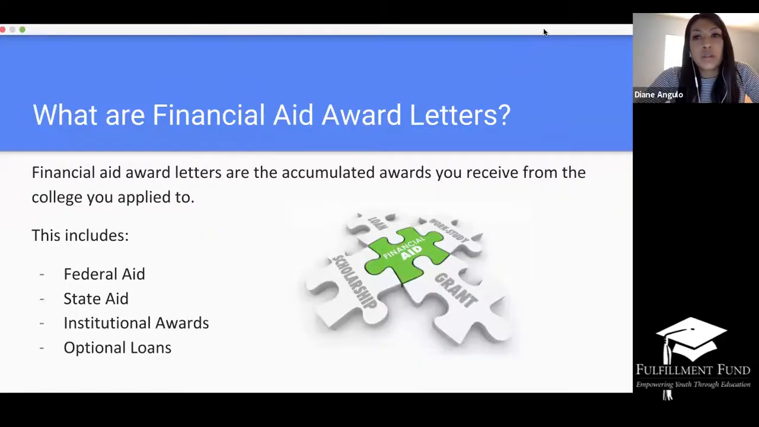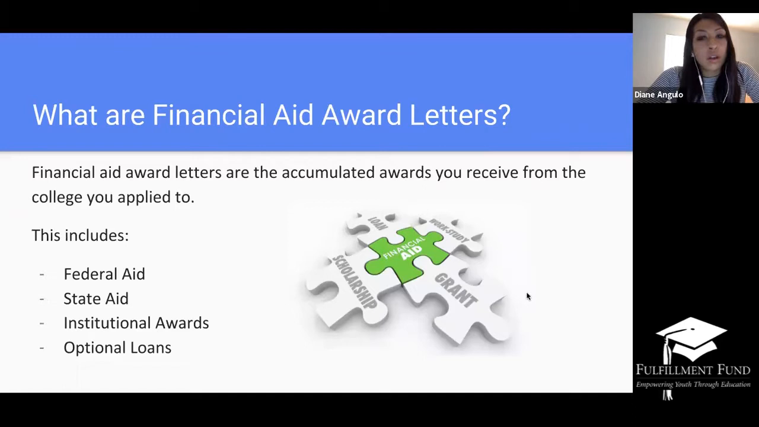So when it comes to financial aid award letters, a lot of students tend to get confused as to what these letters are. These letters are letters that you receive from each of the schools that you get admitted to. In each of the letters, you'll see an example of this a little bit later on in this presentation, but each of the letters will contain federal aid, state aid, institutional awards, and optional loans that the schools will be offering you. These letters have a breakdown of each, either if it's loans, if it's awards in grants, in California grants, or any scholarships that the schools may be offering you.